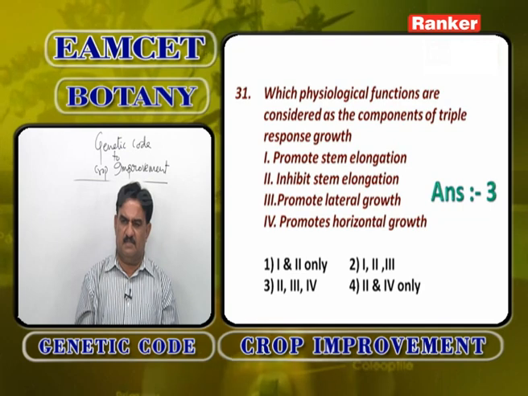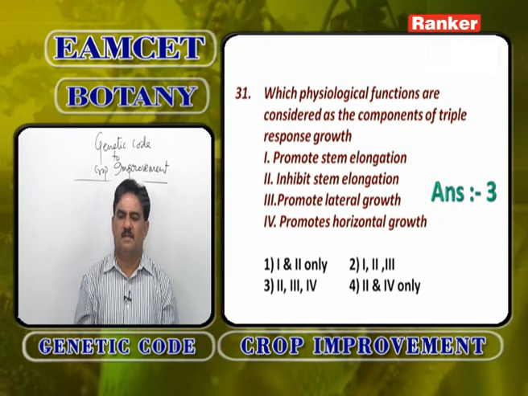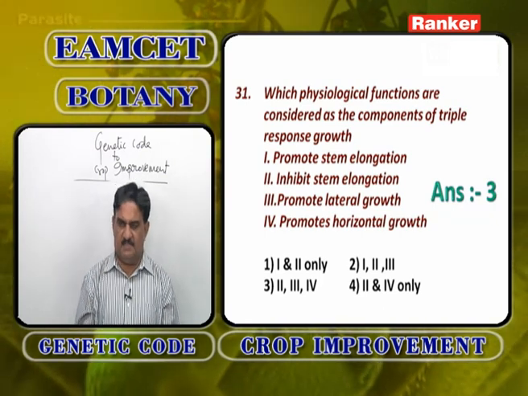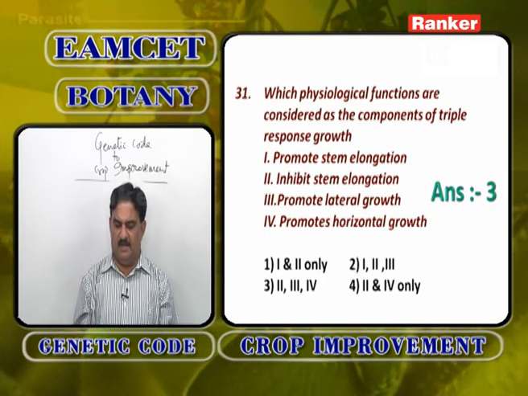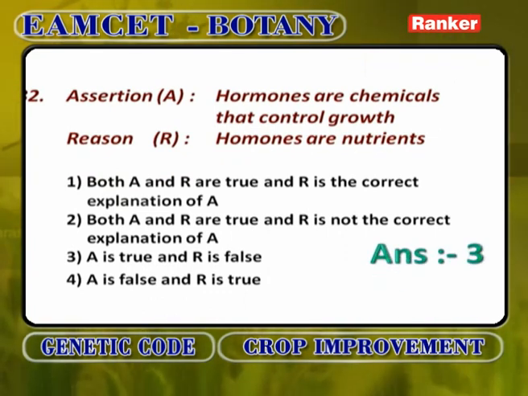So three characters are controlled by one phytohormone. Ethylene is popularly called triple response growth. What are those three? Inhibiting stem elongation, promoting lateral growth, promotes horizontal growth or transverse geotropism. So 2, 3, 4, third option will be this one.